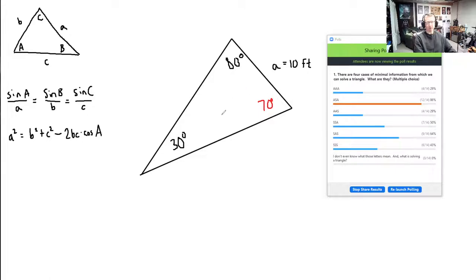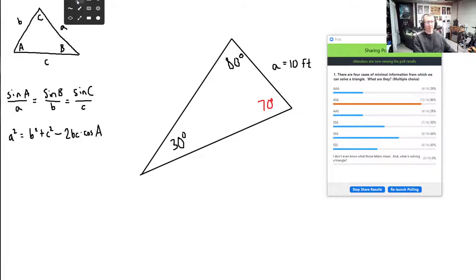And it's determined from the other two. 80 plus 30 is 110. Did I do some bad math earlier? Let me check. No, we're good. That's 110 plus 70. That's 180 degrees. So that's how we determine this 70 from the other two known angles.